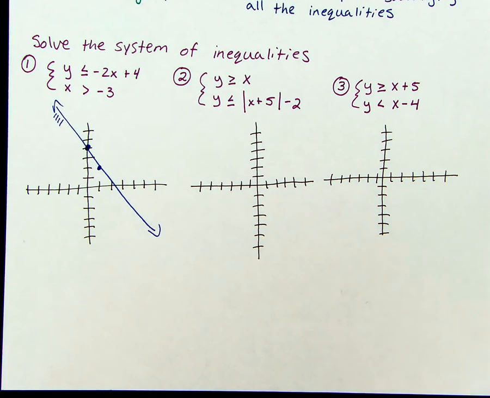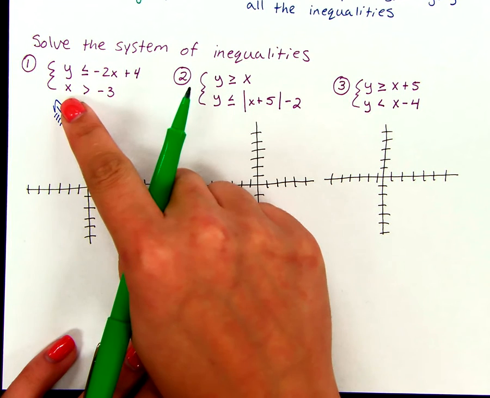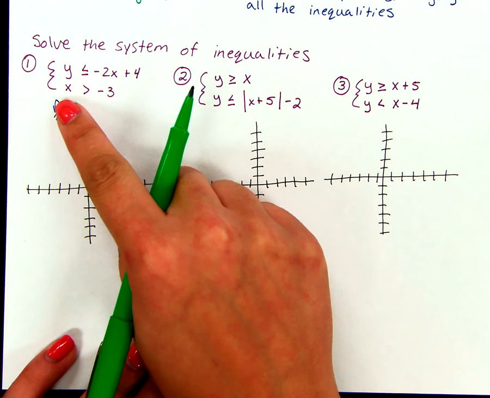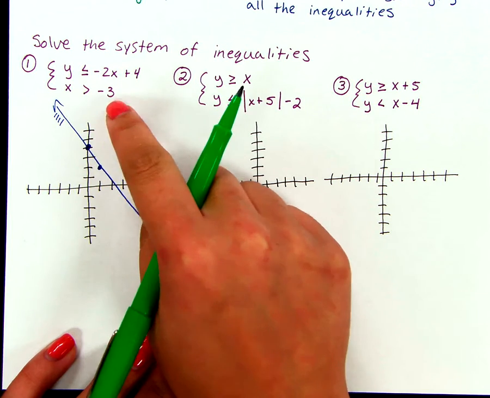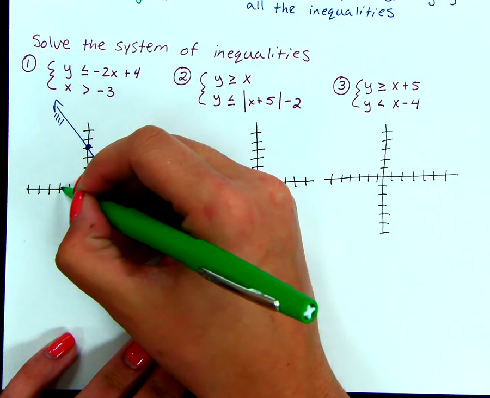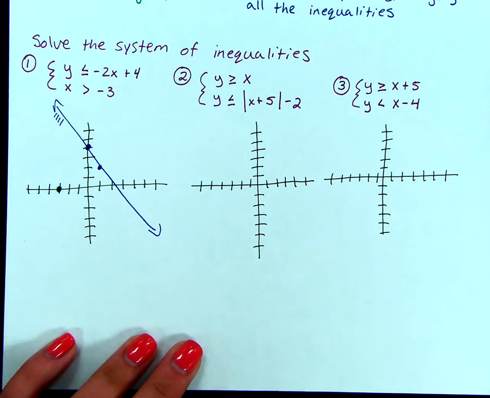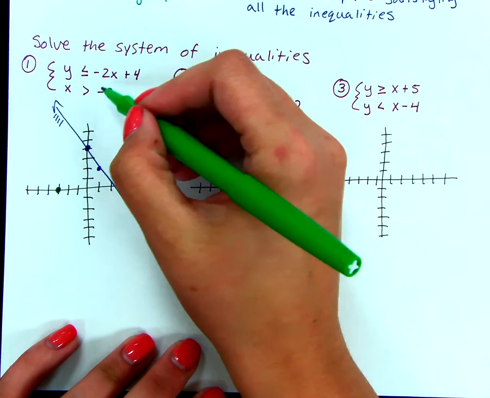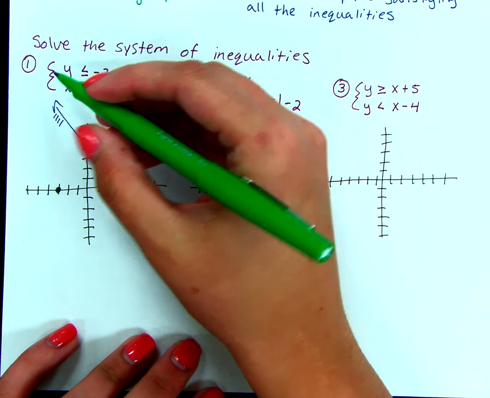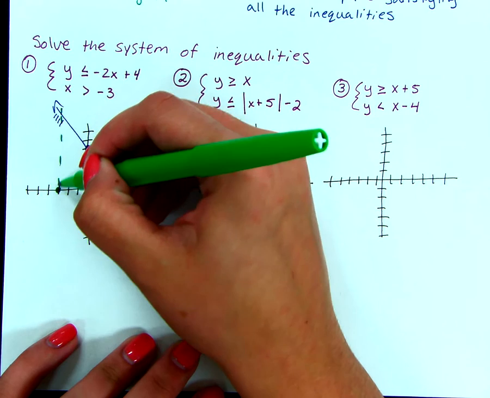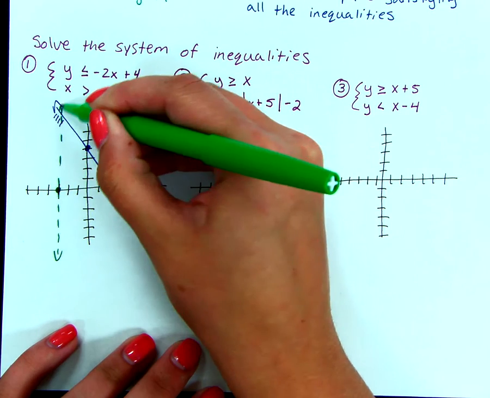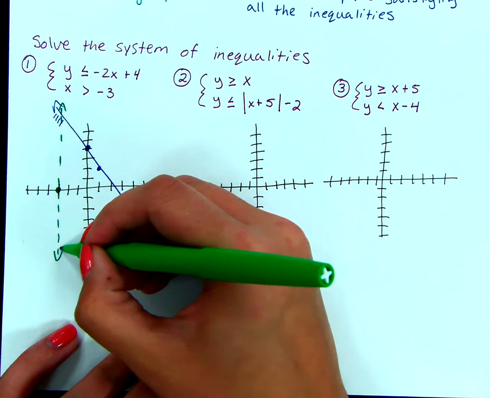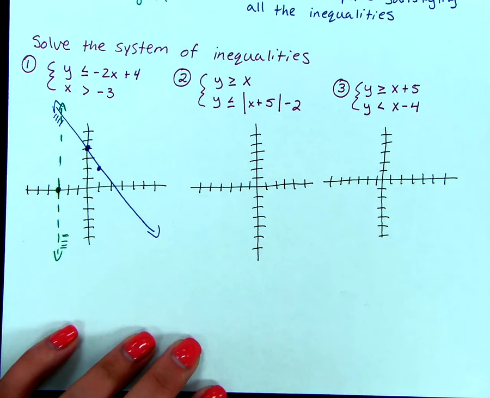And now we're going to graph our next one. Since we have just an x and no y, this tells us that every single x value has to be -3. So I'm going to go to -3 on my x-axis, put a point, and it's going to be a vertical line. And it's going to be a dashed line because there's not a bar underneath. And then greater than is going to be to the right.